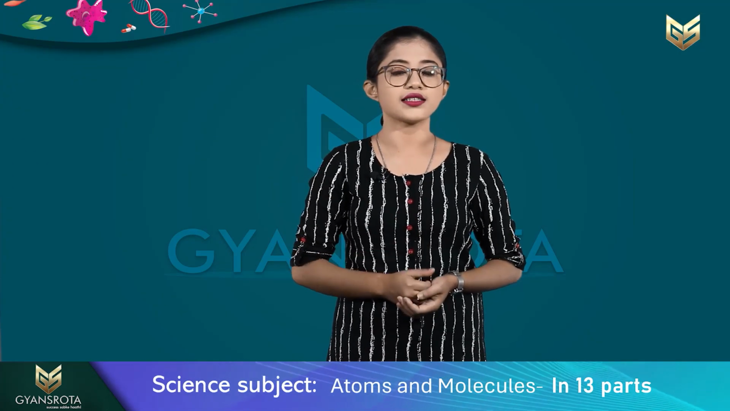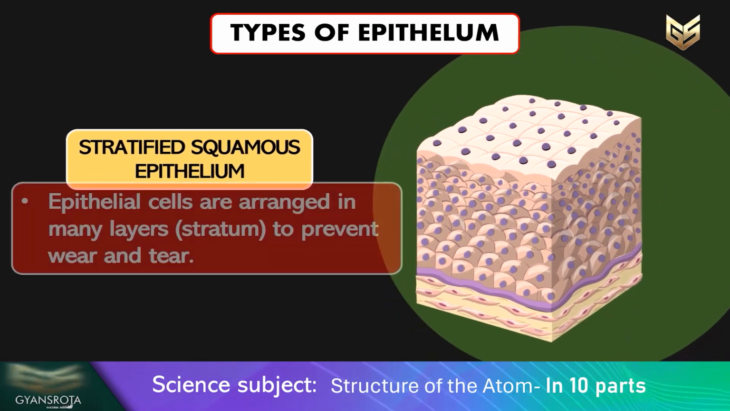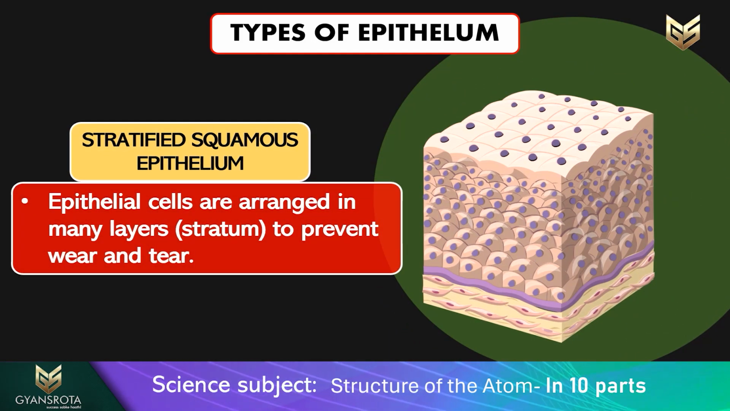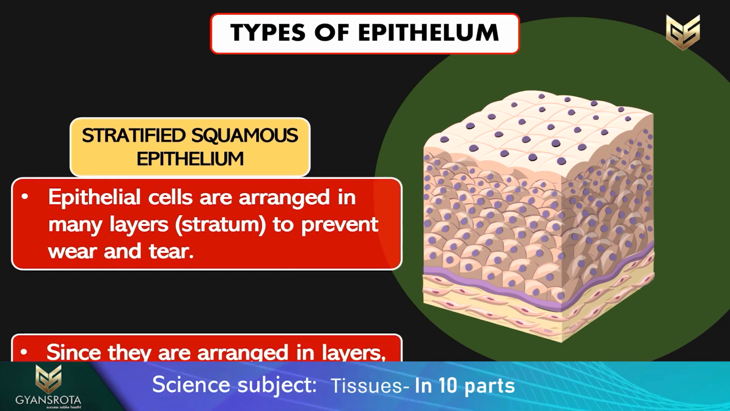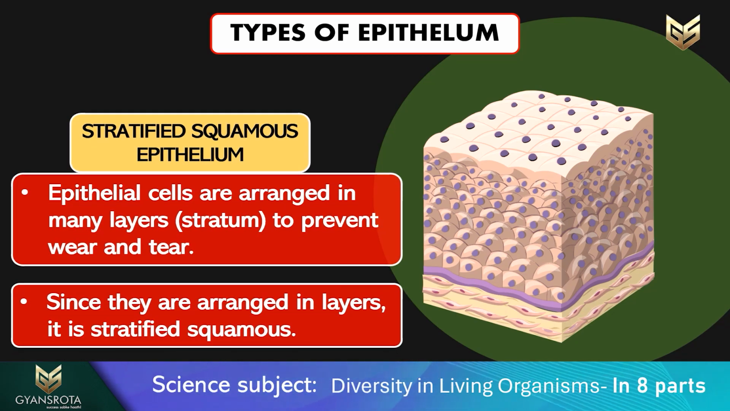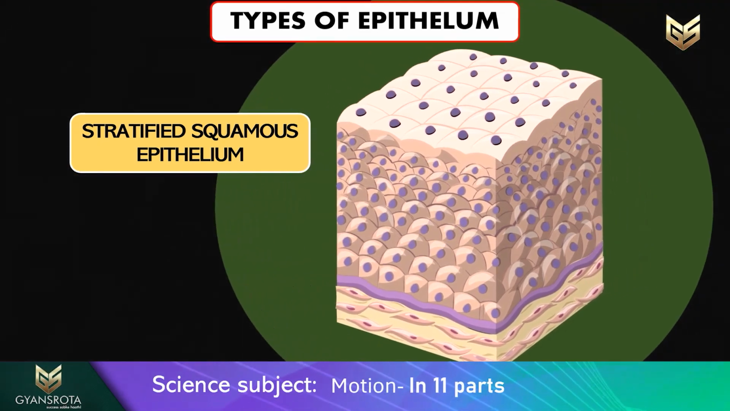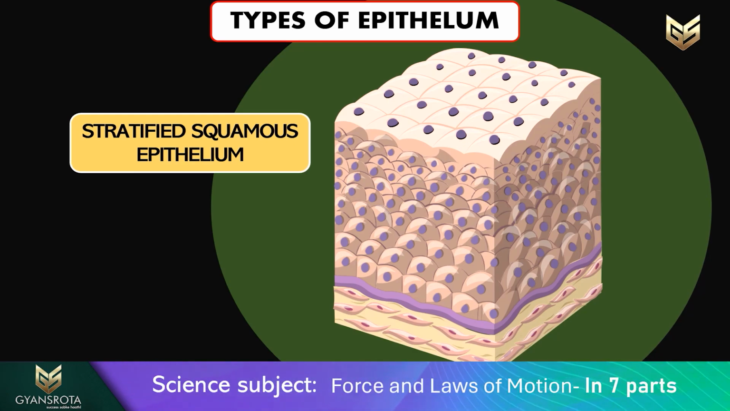Now the next one is stratified squamous epithelium. The epithelial cells are arranged in many layers, which we call strata, and this is there to prevent wear and tear. So this was about the stratified squamous epithelium. You can look at this figure. Why are they called stratified? Because of the many layers which are present in them.